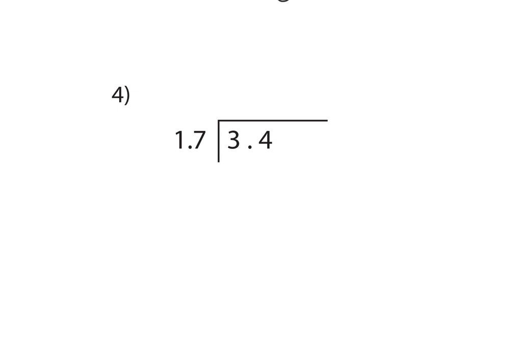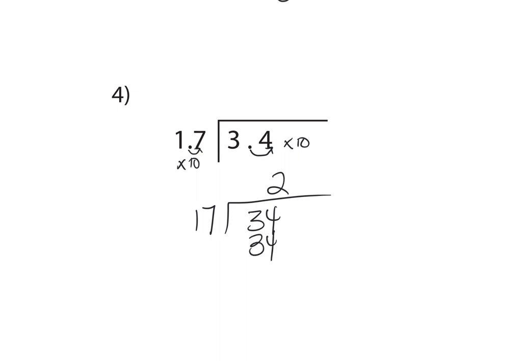Number 4. Move your decimal one place right by multiplying by 10. Move this one place right by multiplying by 10. I wind up with 17 divided into 34, which goes 2 times. 2 times 17 is 34.